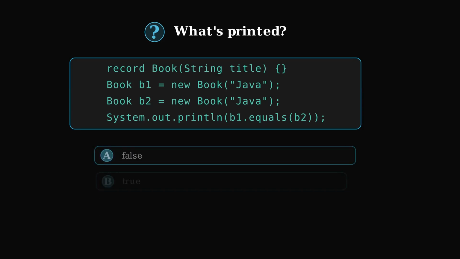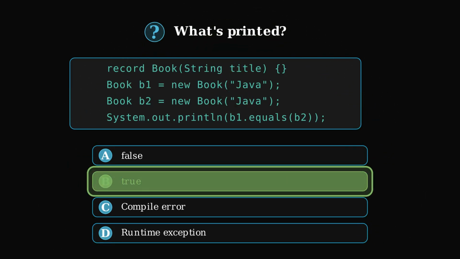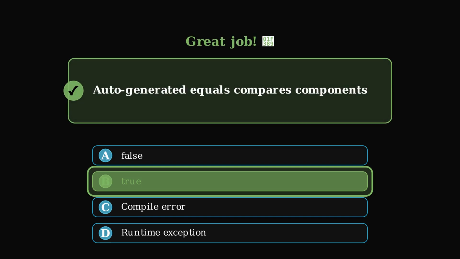What's printed? Which one is correct? The correct answer is auto-generated equals compares components.